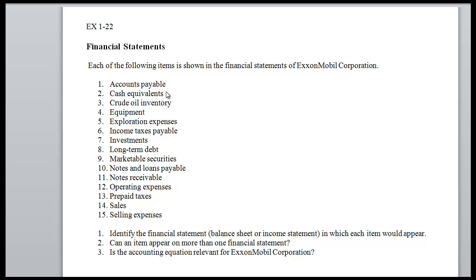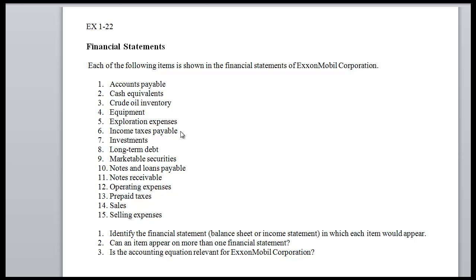Cash equivalents, crude oil inventory, that's an asset. Inventory is an asset. Equipment, that's an asset. Exploration expenses. Anytime we see anything that says expense, we know that it belongs on the income statement. Okay, so the income statement, also known as the profit and loss statement, starts out by showing all the income, then it shows the expenses, and the difference between those two is our profit.